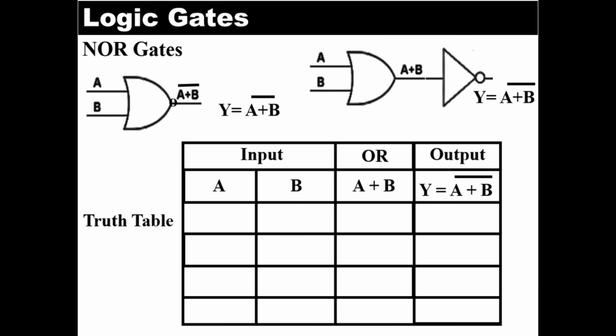As we know the truth table of the OR gate, the output values are 0, 1, 1 and 1, and this output is given to the NOT gate. So the output of the NOT gate will be 1, 0, 0 and 0. So this is the output of the NOR gate, which is exactly opposite to the OR gate.